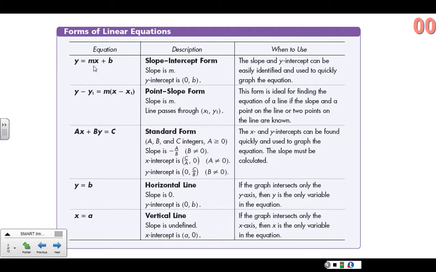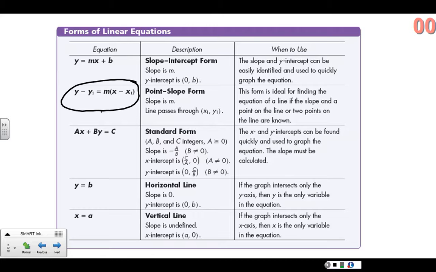The slope-intercept form, y equals mx plus b. Notice the number in front of the x is the slope. The y-intercept is the constant. Point slope form. This is a formula that you're going to need to memorize. This is one that we'll need to know later on, so I'm going to go ahead and circle that one. That's one that we definitely need to know.